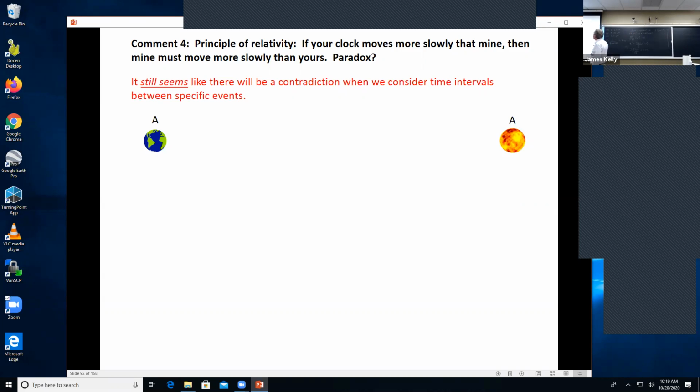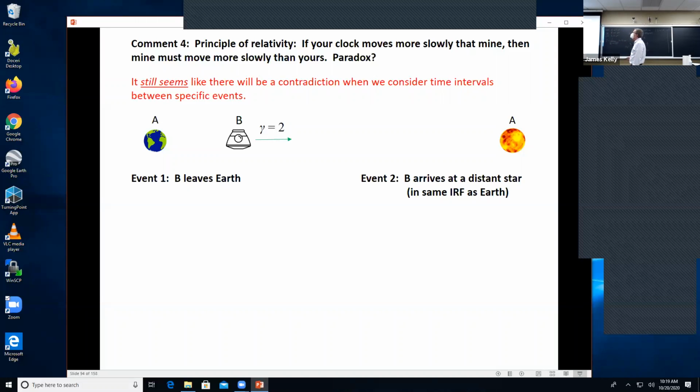So let's dig into it deeper, because it still seems like there's going to be a contradiction if we consider definite time intervals between specific events. So let's imagine here's Earth, here's some distant star, maybe not so distant, but we could think of it as Procyon in that example. And we're going to send someone at a great speed, in this case gamma equals 2, just so that I can easily do the calculations in my head. That means the time intervals experienced and the clock tick rates will differ by a factor of 2, so that's kind of convenient. And let's identify some definite events that everybody can publicly identify.